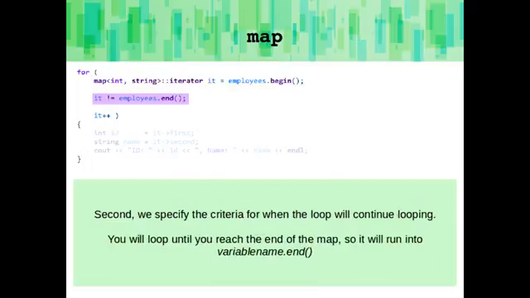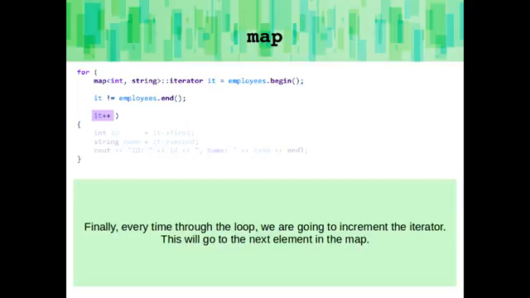Secondly, we specify the criteria for when the loop will continue looping. We will continue looping until the iterator reaches the end, so we add, if the iterator is not equal to the end, we're going to continue looping. Finally, every time through the loop, we are going to increment the iterator. This will go to the next element of the map.